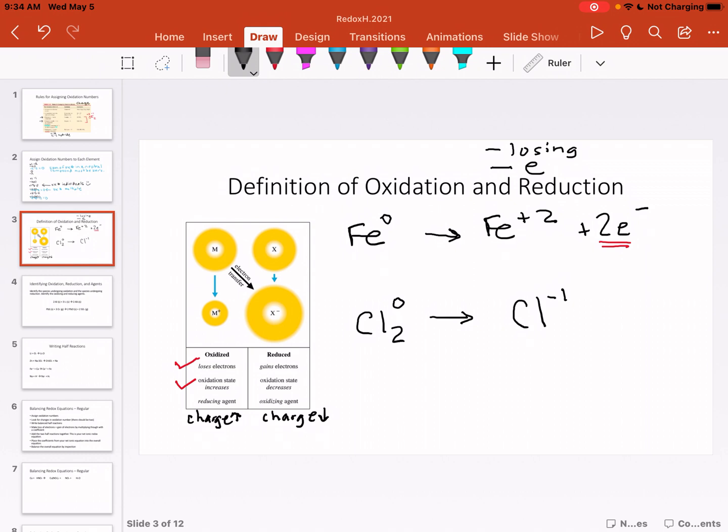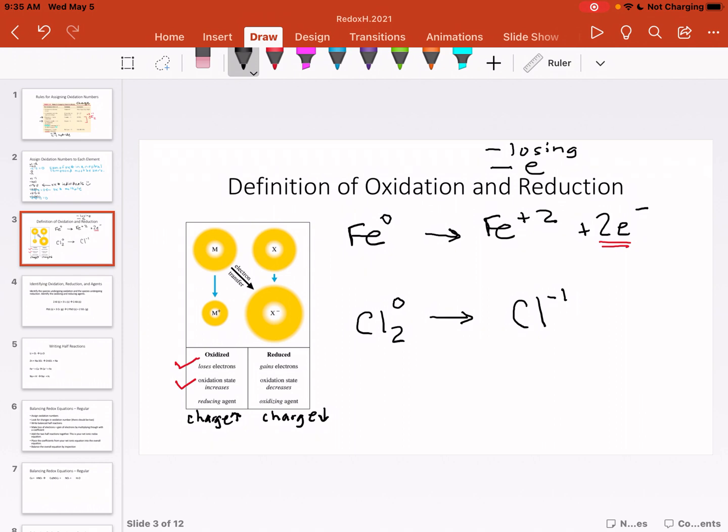And so what did I just see? My charge went down. And so this is a good example of reduction. When I first showed you the half reaction for iron, I said that it had to be balanced according to mass and according to charge.